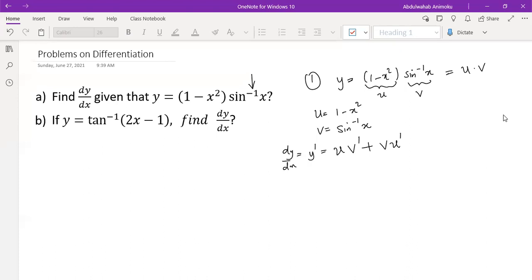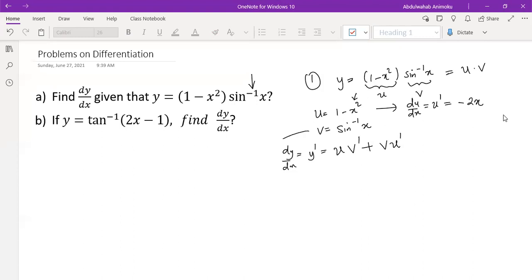Now, u prime is quite easy. The derivative of u with respect to x, that is u prime, is basically easy, which is just the derivative of 1, which is 0, and the derivative of minus x squared, which is minus 2x. So you have 0 minus 2x, which is minus 2x. So the derivative of this is just minus 2x.